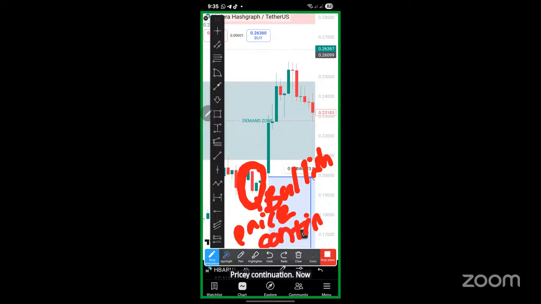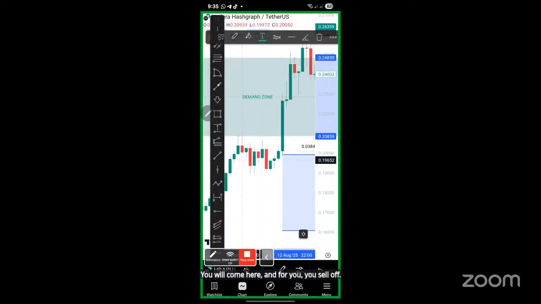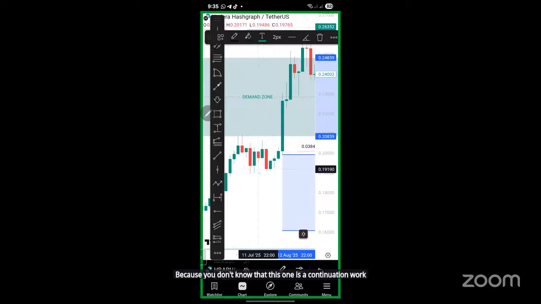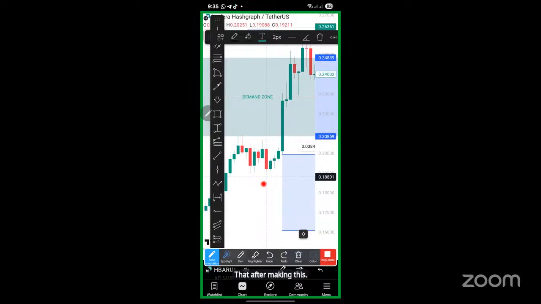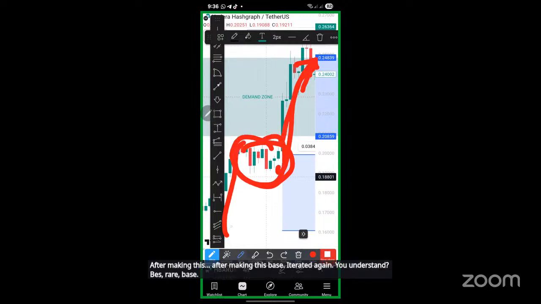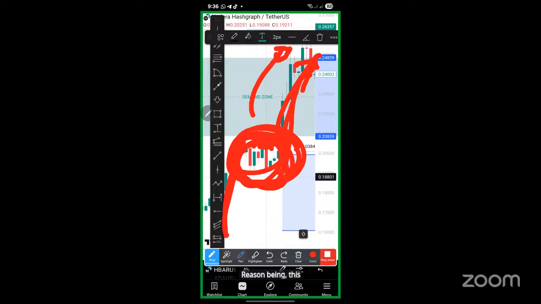Now, if we don't know that this one is a continuation pattern, you will come here and sell off. After selling off, you leave HBAR because you don't know that this one is a continuation pattern. And being a continuation pattern, you will see that after making this base, it rallied again. You understand? Base, rally, base, rally. So after basing here, it made another rally. Reason being, this one was a continuation pattern to the upward side.